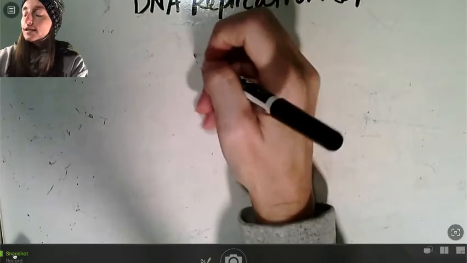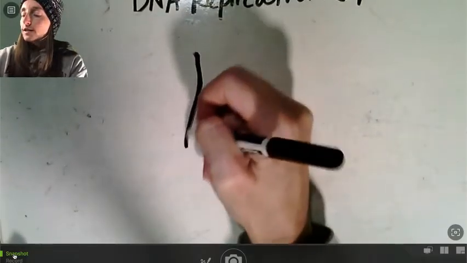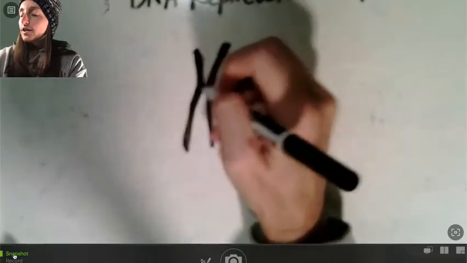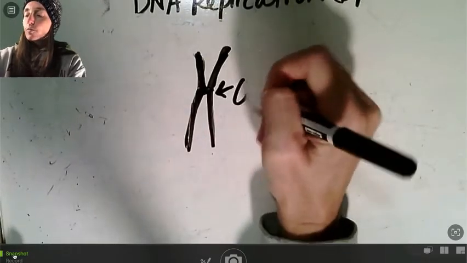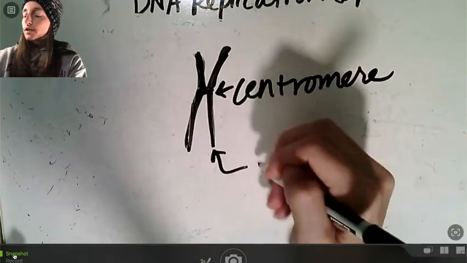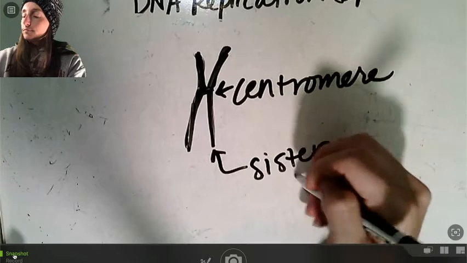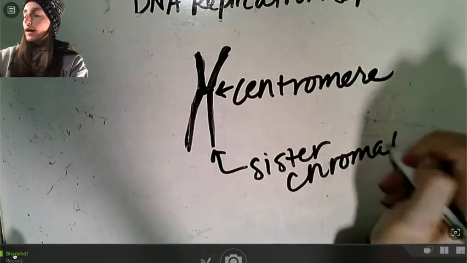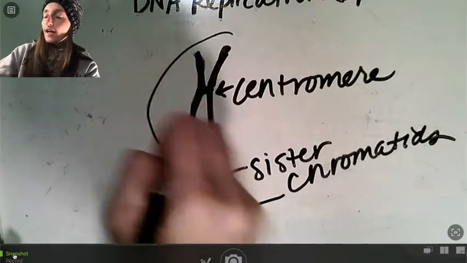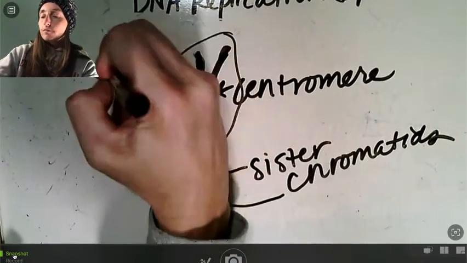So when it's finished, you will have two identical strands of DNA. They look just like each other, and they are attached together with a centromere, and we call them sister chromatids. Okay, and so there's one and there's the other, and this whole thing is called a chromosome.